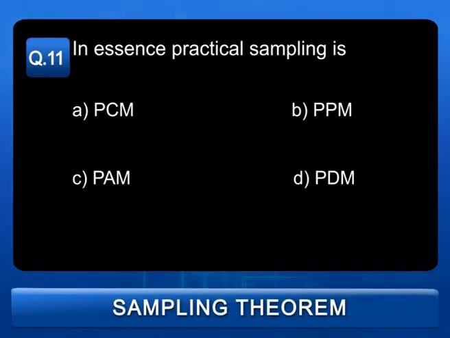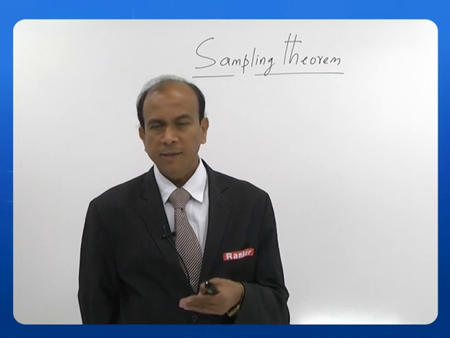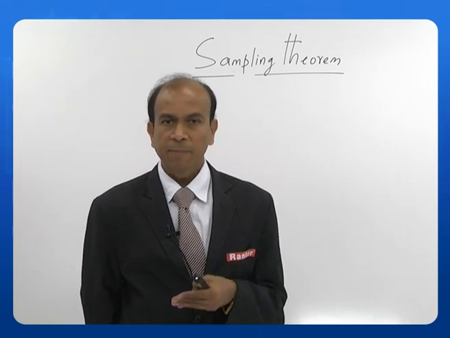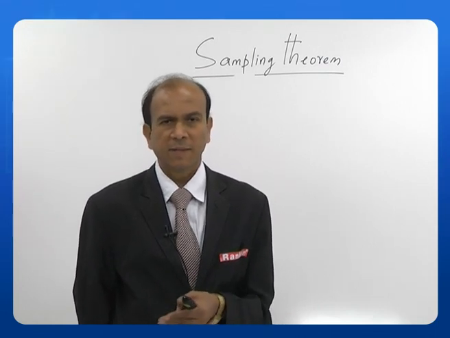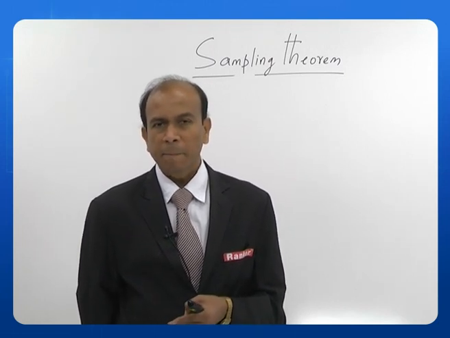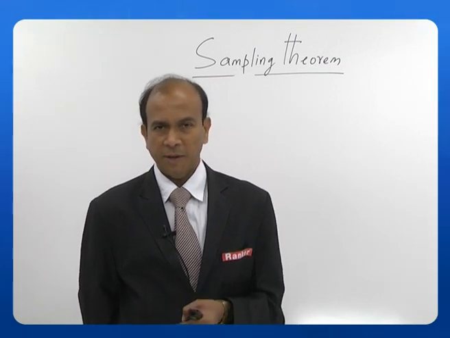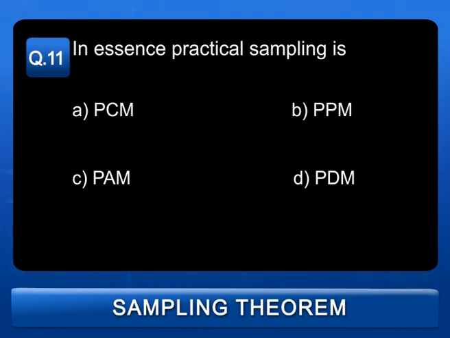11th question. In essence, practical sampling is it A, that is PCM, B, that is PPM, C, PAM, and D, PDM. If you have looked at the 3 types of sampling earlier, the answer is PAM, that is pulse amplitude modulation. So, practical sampling is nothing but doing pulse amplitude modulation. If you remember, we have seen that the pulse is following the actual signal that is being sampled. So, the answer is pulse amplitude modulation, that is C.